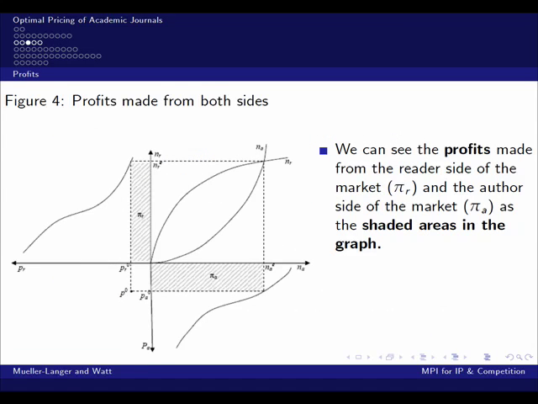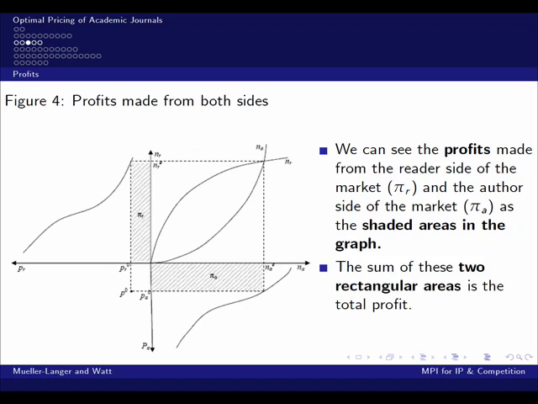So the profit generated from the author side of the market is given here by this shaded area, and the profit generated on the reader side of the market is given by this shaded area. Okay? So total profit is just the two rectangular areas here.